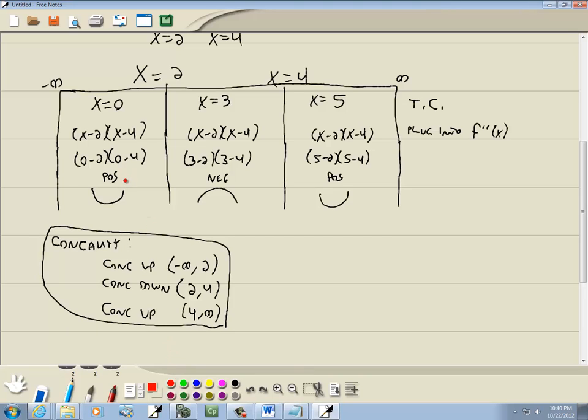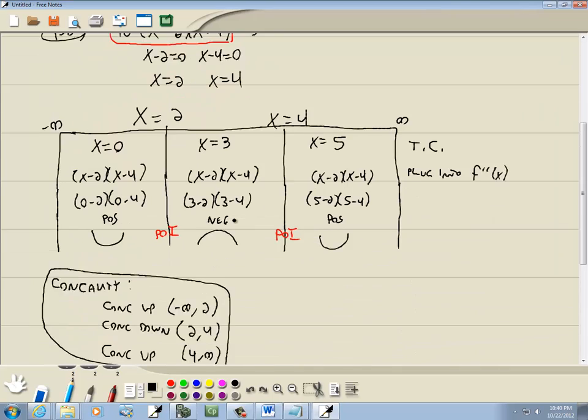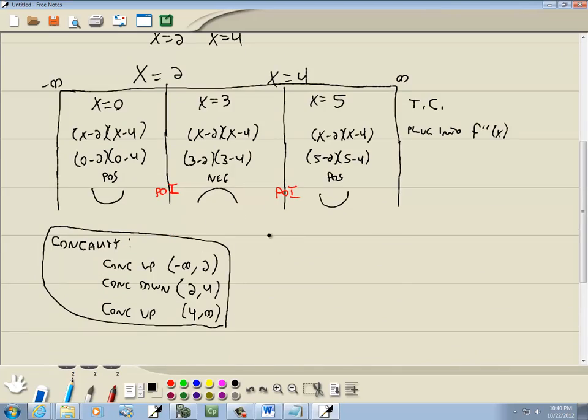Now, our point of inflection is where the concavity changes. See how this is concave up and this is concave down? So this would be a point of inflection here at x equals 2. Now this is concave down and then it's concave up. So this will be a point of inflection at x equals 4. Now they wouldn't be points of inflection if the function didn't exist at those. But what we're dealing with here is a nice polynomial, so I know it's going to exist there. So our POIs, our points of inflection, are going to be at x is equal to 2 and x is equal to 4.